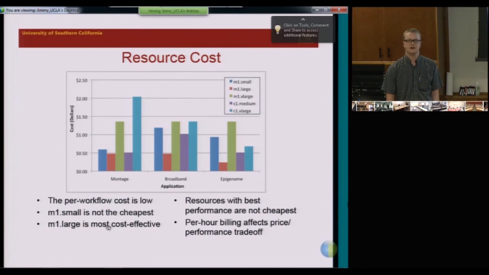m1.large was the most cost-effective. It wasn't the fastest, and it wasn't the slowest. Resources with the best performance in general were not the cheapest. And then there's a big impact of rounding. Amazon rounds up to the nearest hour when they charge you. For workflows that are running only on the order of a couple of hours, that rounding has a big impact on the final cost.